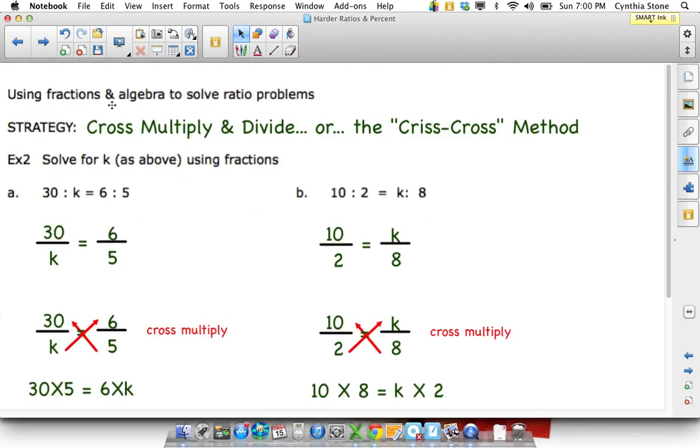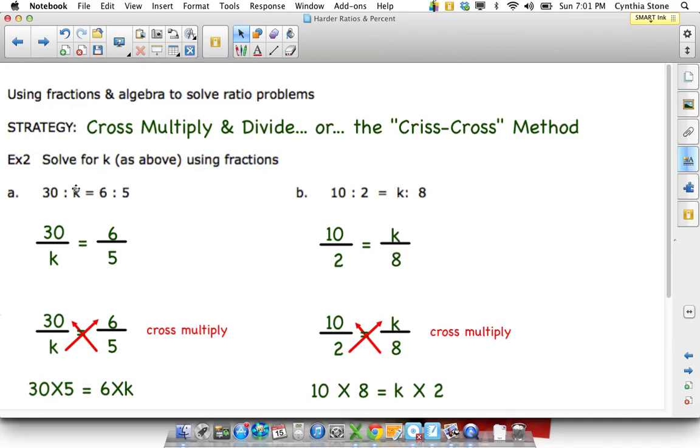So we're going to use fractions in algebra to solve ratio problems when they're a bit harder. We're going to start with the easy ones, because the nice thing about this strategy, unlike the method I showed you at the beginning of the year, is this always works. It doesn't matter what the problem is, how hard it is. For myself, it is always the strategy that I use because it always works, okay? Cross, multiply, and divide is the way I express it. You could call it the crisscross method, and the reason is you can see down here the crossing arrows. But let's go through the process.